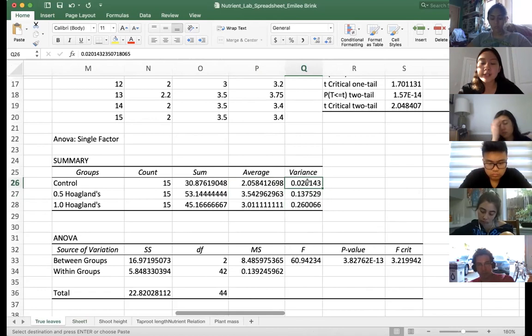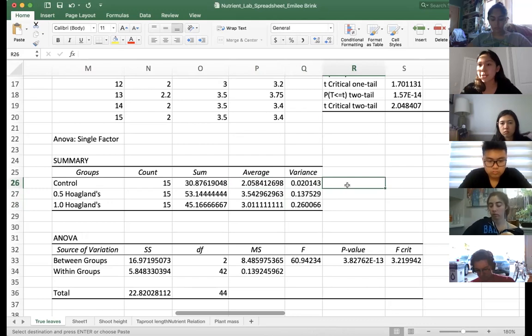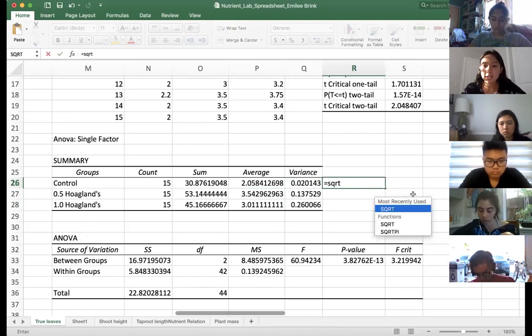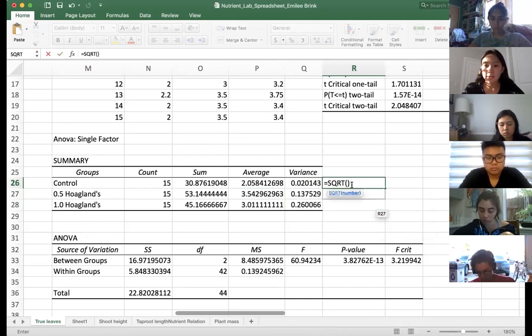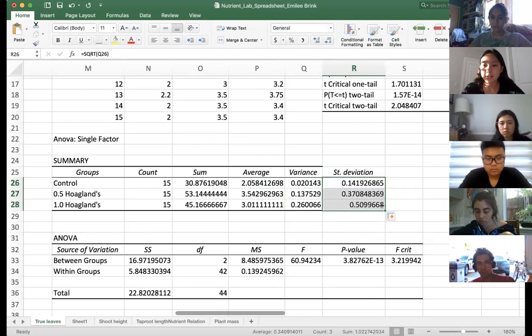But the reason we're not using this variance is because it's not in the same units as your average or as your standard deviation would be. So to calculate the standard deviation, you're just going to do equals SQRT for square root. I'm going to click on that square root because it already gives me the parentheses here. Then I'm going to click on that first variance value and click enter. And then it calculates standard deviation for you. Then just drag that formula down into the next couple of rows, and it'll calculate the standard deviation for the next few averages for you.